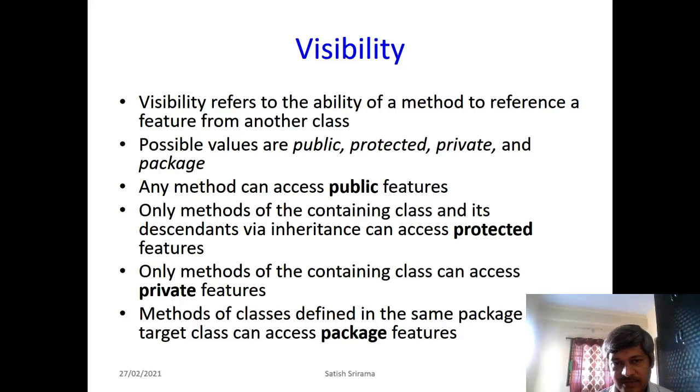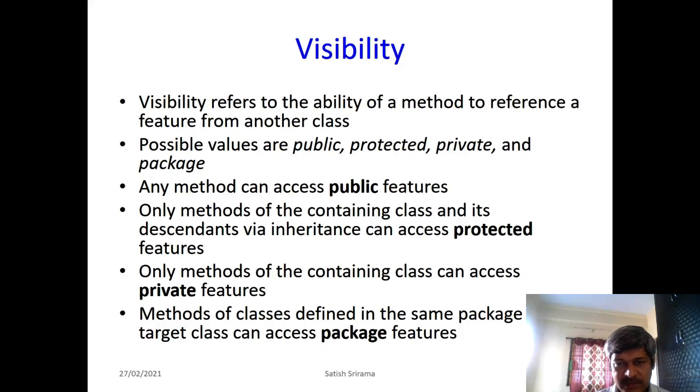We have been discussing visibility, and we have been using it in Java as well. Now let me discuss it in detail. Possible values for visibility are public, protected, private, and package. Any method can access public features. That's why, in the beginning of our labs, we were declaring all these class variables as public. So any method can access these public features.